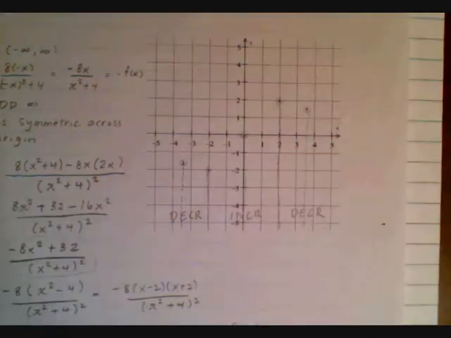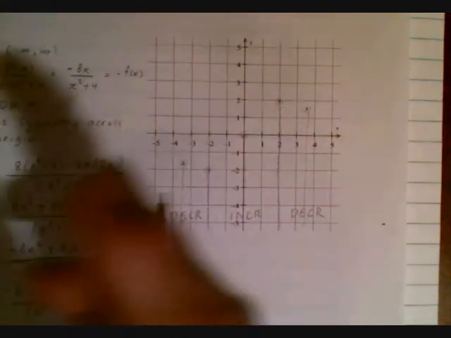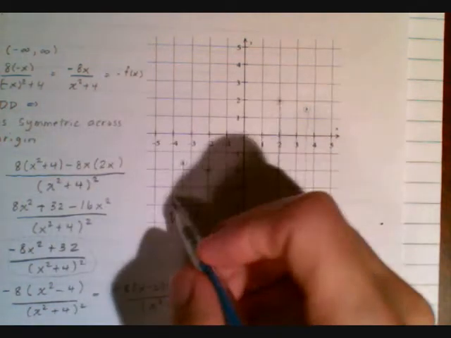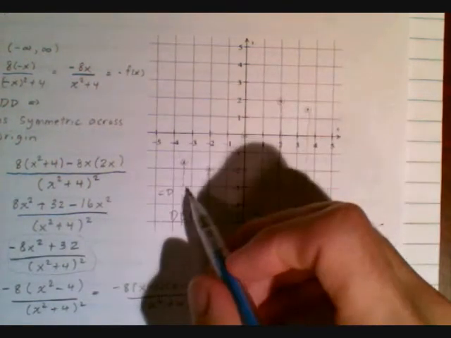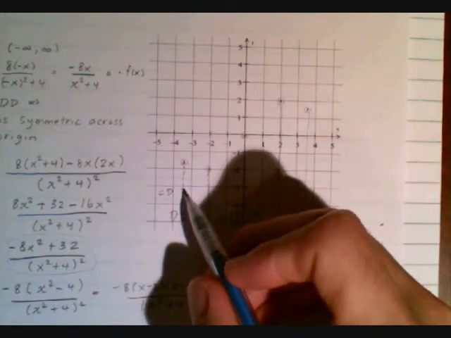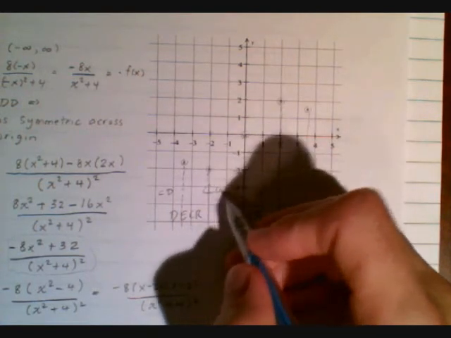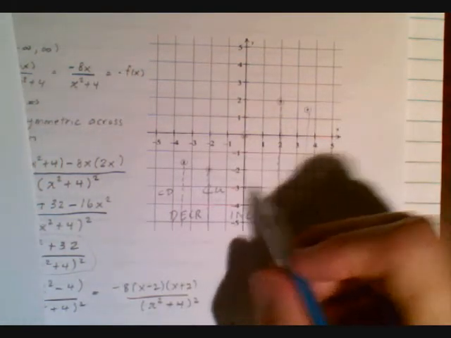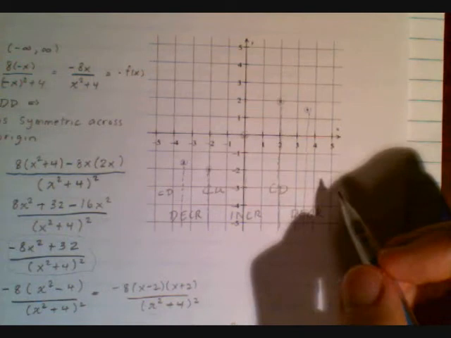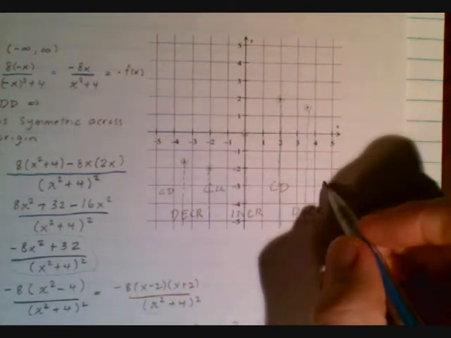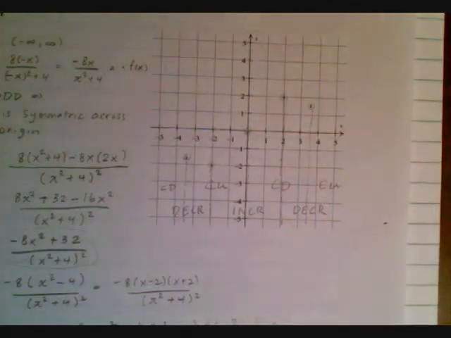And on the interval from minus infinity to minus 2 square root of 3, the graph is concave down. From minus 2 square root of 3 to 0, it's concave up. From 0 to 2 square root of 3, it's concave down again. And then from 2 square root of 3 to infinity, it's concave up. And also remember that the line, the x-axis, line y equals 0, is a horizontal asymptote.